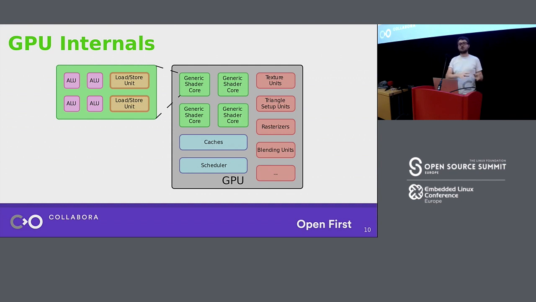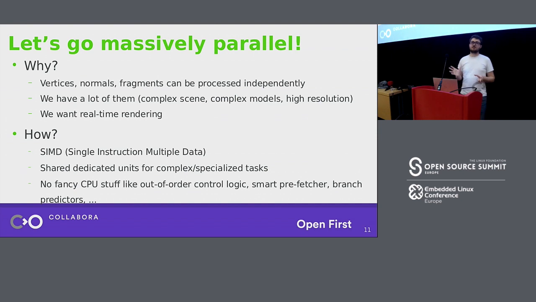And next to those cores, you also have some blocks that are here to optimize things, like caches, because you want to hide the memory latency, or a scheduler because you want to parallelize a lot of things but still not add too many cores. But the basic idea behind GPU processing is going massively parallel.